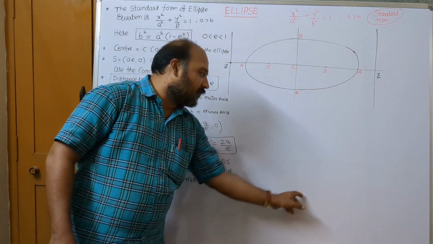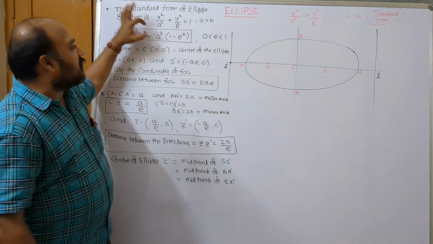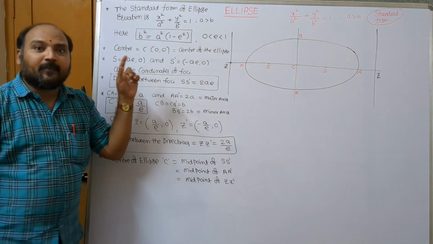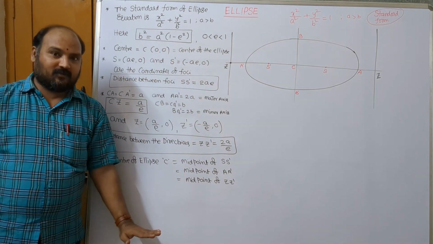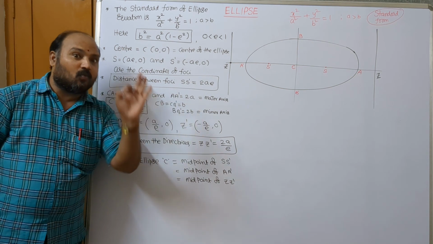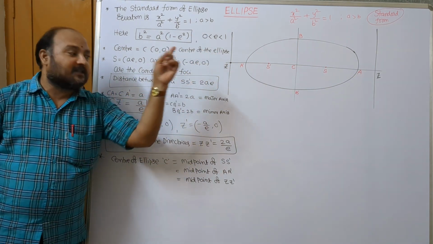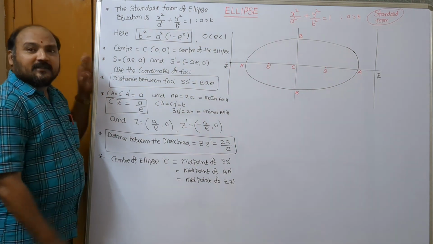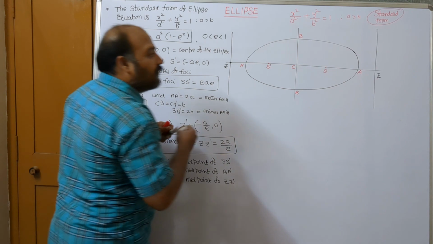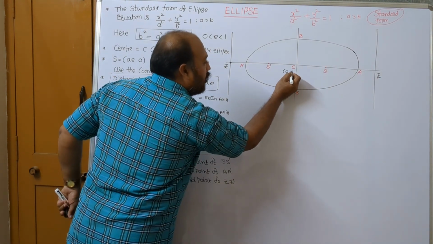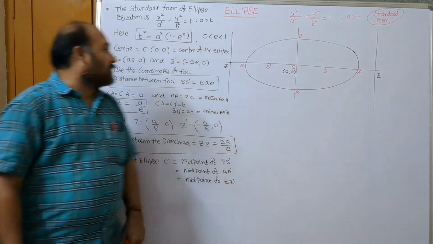When the ellipse is in this form, it is called a vertical ellipse. This is horizontal. For a horizontal ellipse, the value of b square is b square equal to a square into 1 minus e square, where 0 is less than e is less than 1. Now, C is the center of the ellipse. The center coordinates are C of (0, 0).